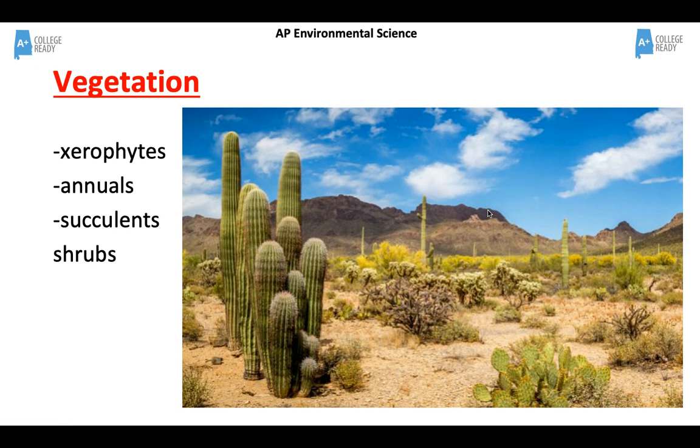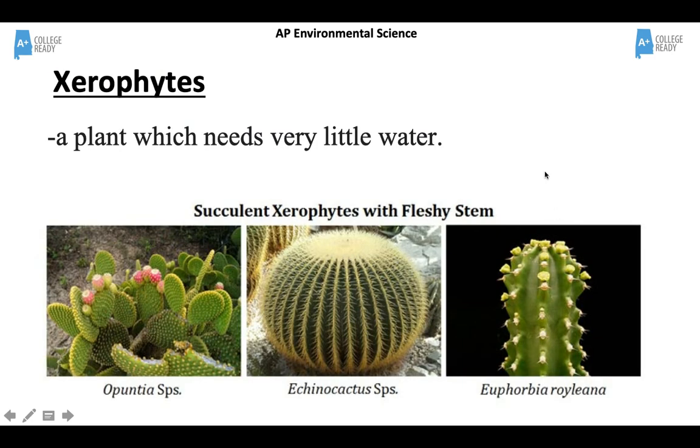So the vegetation is going to be xerophytes, annuals, succulents, and shrubs. So there is some vegetation here. Not a whole lot, but you got some. Xerophytes are going to be plants that need very, very little water. So they're going to be things that are really good at storing what little water they do get. You've got succulent xerophytes with fleshy stems in this example.